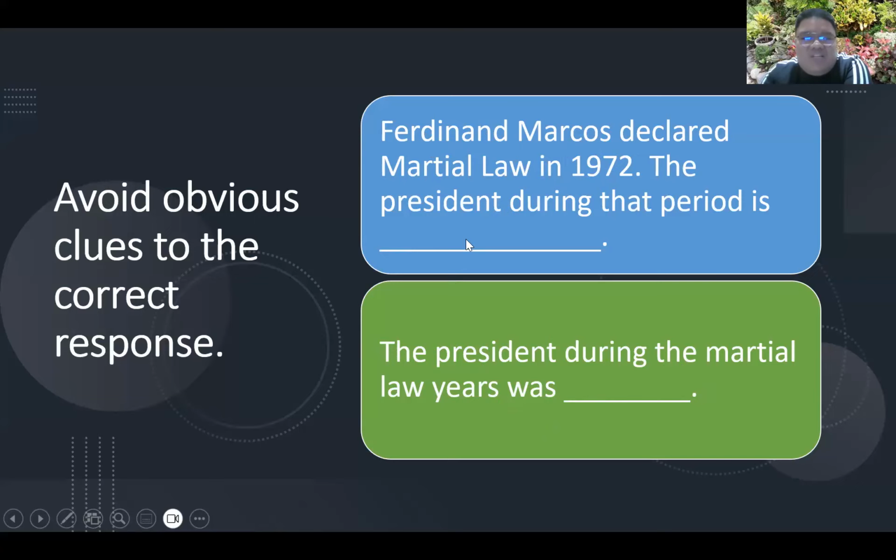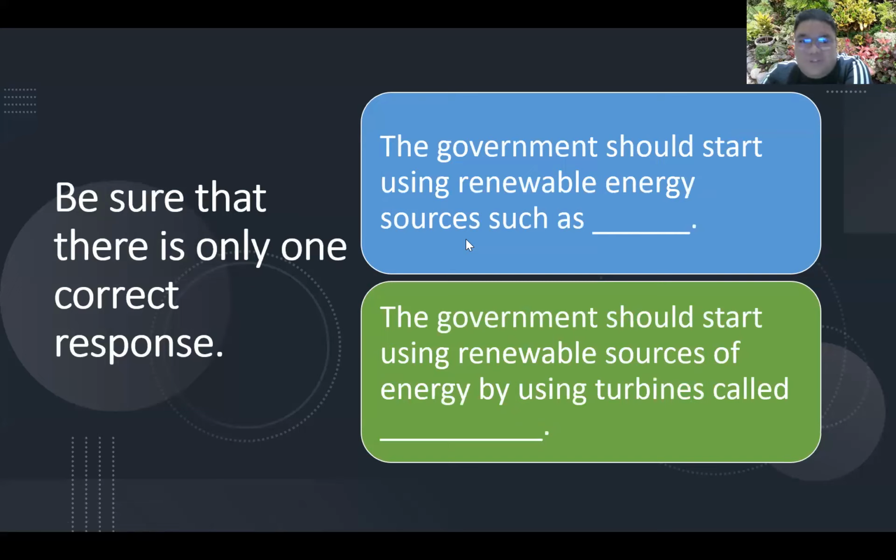Next, be sure that there is only one correct response. Okay? That's one struggle or difficulty also that we have. No? If you're having fill in the blanks or identification, it's best for you to have one single response. Kapag hindi po siya single response or kapag hindi po siya one correct response, it's best for you to perform an enumeration rather than to have your students have fill in the blanks na maraming sagot. Okay? Kapag marami po yung possible sagot, it's better for you to do your enumeration rather than for you to do your identification. So look at this example.